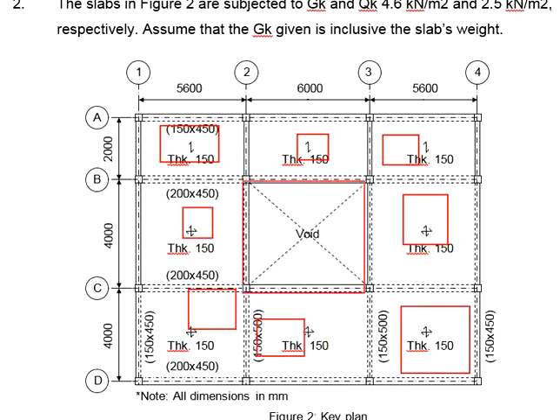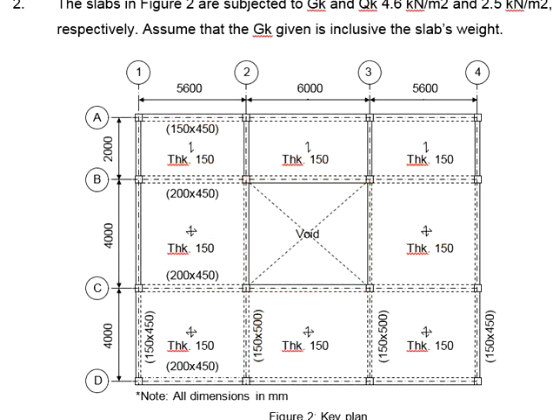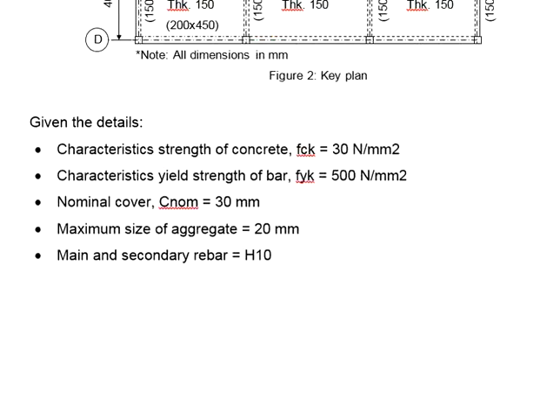From the key plan, there are a total of 8 panels, and there is a void at the center of the building structure. The thickness of the slab is stated, which is equals to 150 mm. The dimensions are given. The details given in the questions include the concrete strength FCK equals to 30, specified yield strength FYK equals to 500, concrete cover 30 mm, maximum aggregate size 20 mm, and the reinforcement bar H10 are to be used.